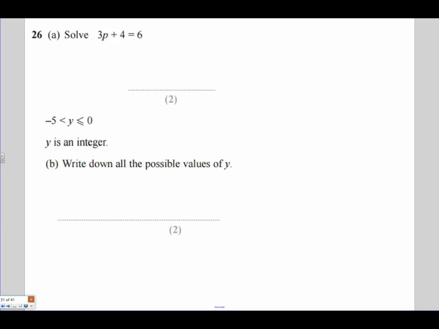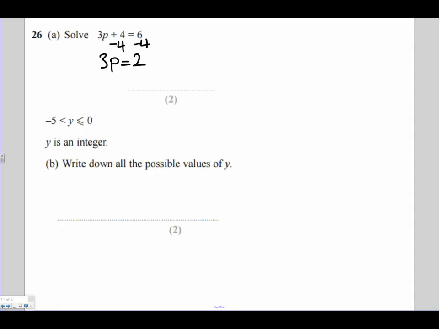Question 26. Solve 3p + 4 = 6. This is a pretty standard 2-step equation. Step 1 is to remove the other term. So to get rid of plus 4, we minus 4, and what we do to one side, we need to do to the other. The 4's cancel each other out, so on the left-hand side, we're left with 3p, and that is equal to 6 minus 4, which is 2.